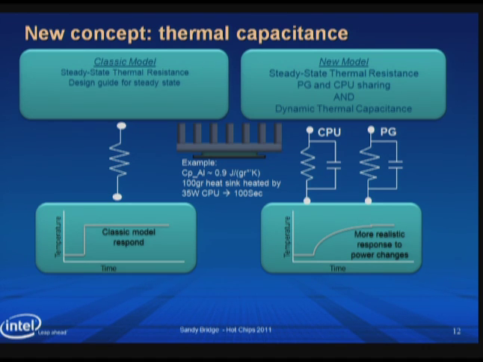A new concept that we have introduced in Sandy Bridge is the dynamic behavior of the thermals. Traditionally, we were considering a static model where we say this part is 35 watt, so it is never allowed to run hotter than 35 watt. We know that if we stick, for instance, in this example, 100 grams of aluminum heatsink on a 35 watt CPU, it takes about 100 seconds to get hot. So for a pretty long period of time, almost more than a minute, we can run much faster, much hotter, and still meet the thermal requirements.